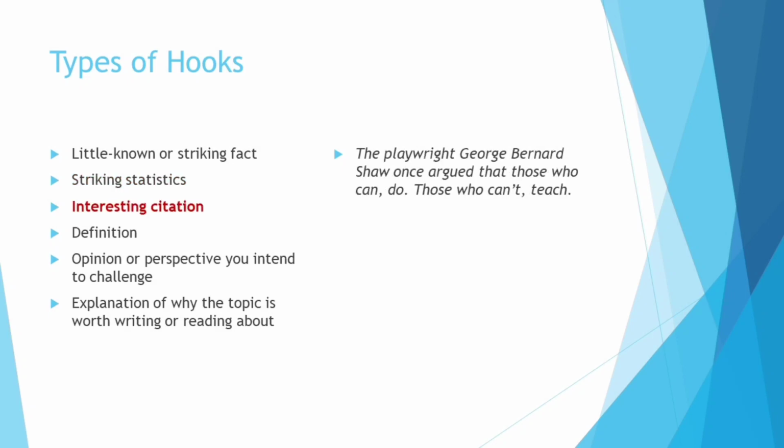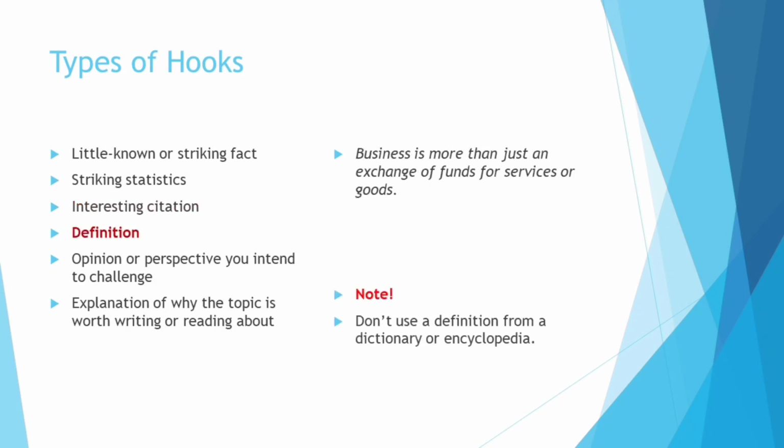The next kind of hook that we can have is a citation at the beginning. Remember, again, keep it short, keep it relevant, something like the one we have here. The playwright George Bernard Shaw once argued that those who can do, those who can't teach, which is a very good hook for a kind of essay in which you're discussing problems with teaching or teachers or school.